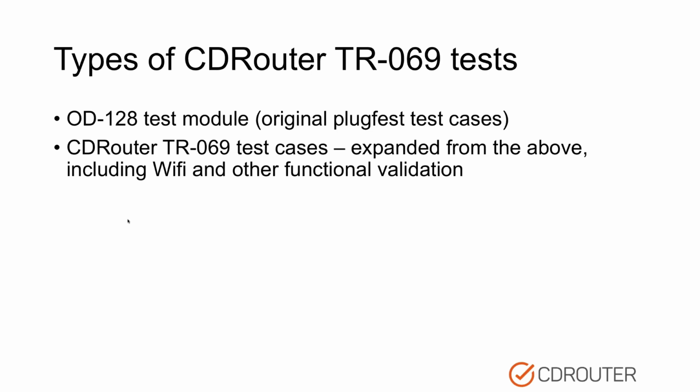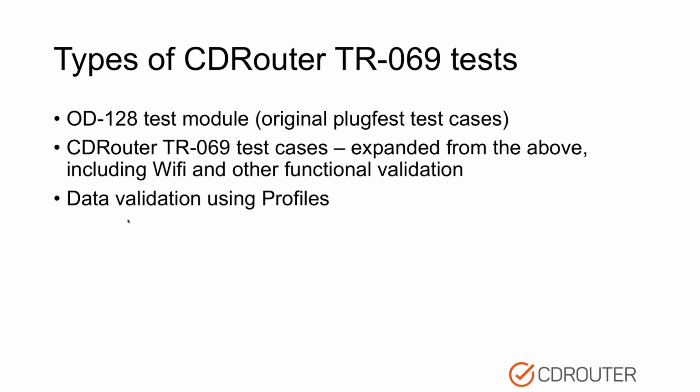And it also includes data model validation. So we go through, get parameter values on everything that your device says it supports, and verifies that the values are correct. It does set parameter values to make sure that it will accept values that are in the correct range, and also goes through every object that says it can have an object added or deleted and attempts to do those things.